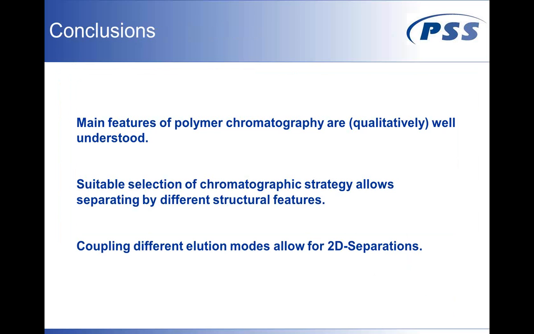I would like to come to the conclusion. To my understanding, the main features of polymer chromatography are qualitatively well understood. Upon selecting the right chromatographic strategy, you can separate by different structural features. And if you have such a separation which is not based on size, you might also be able to use this elution mode and couple it to a two-dimensional separation where you can separate, for example, in terms of chemical composition in the first run, and then later on by size. Each fraction can be separated by size in a separate separation.